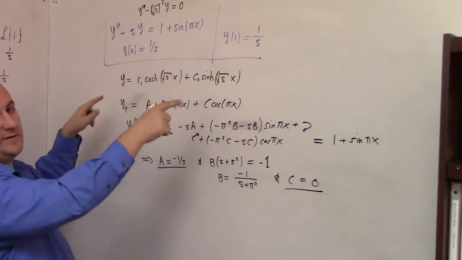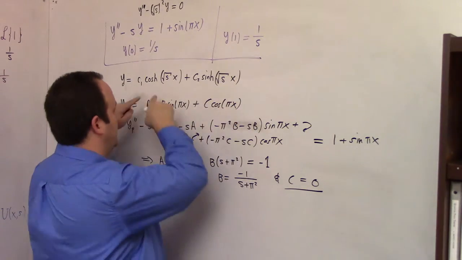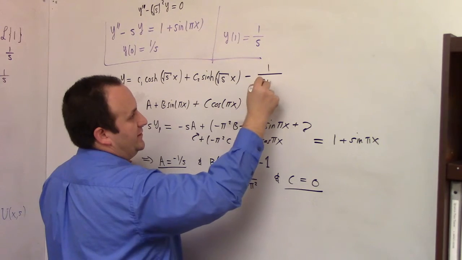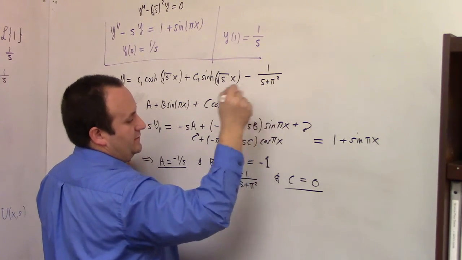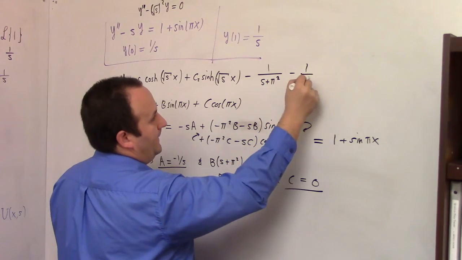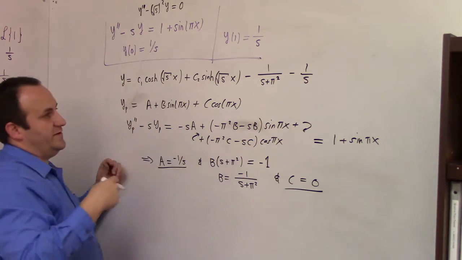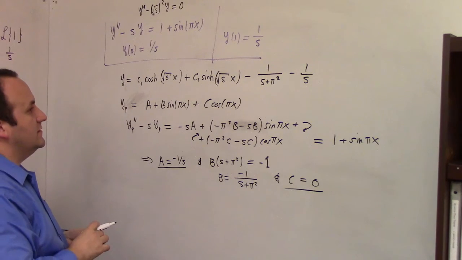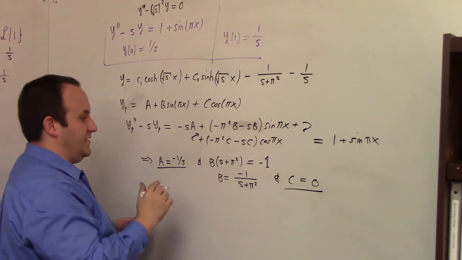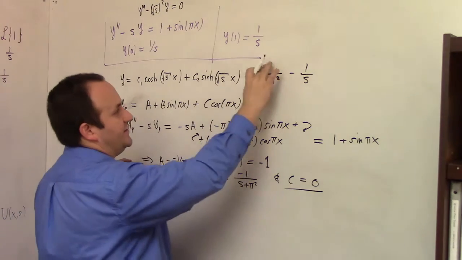Well, our particular solution is just negative 1 over s. So I'll go back up here and I'll write it out. We have this plus, or this minus 1 over s plus pi squared minus 1 over s, right? There's our general solution. Well, don't forget the sine pi x in the... Oh, yeah, thank you. Sine pi x, right?